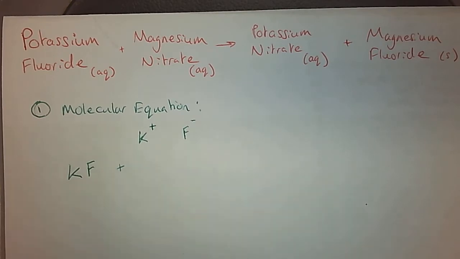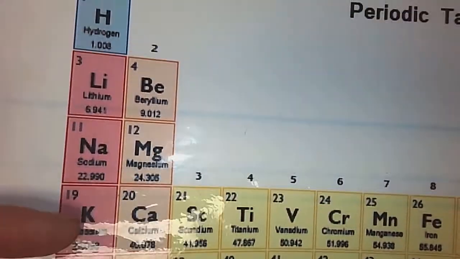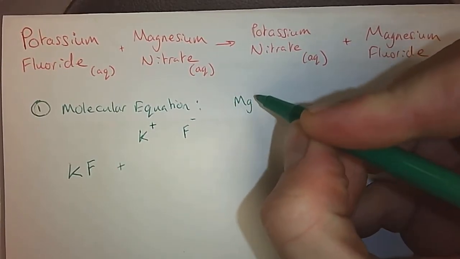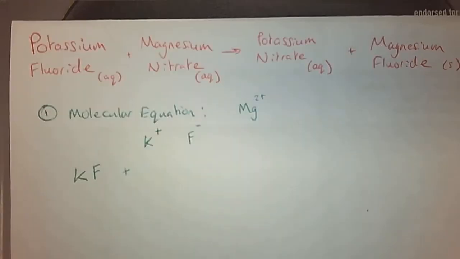Perfect. Okay, let's have a look at magnesium nitrate. Which group is magnesium in? Well, it is in the second group. Therefore, it is going to form an ion of Mg2+. It's going to lose those 2 electrons.